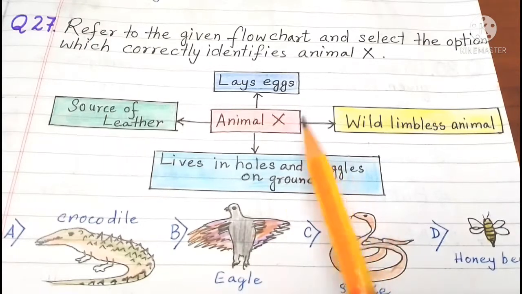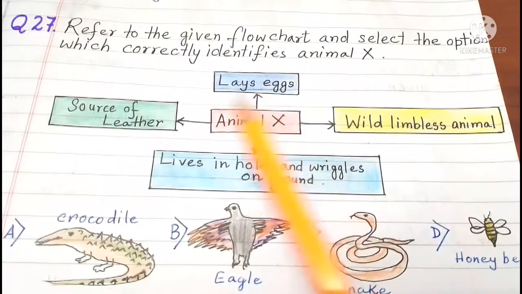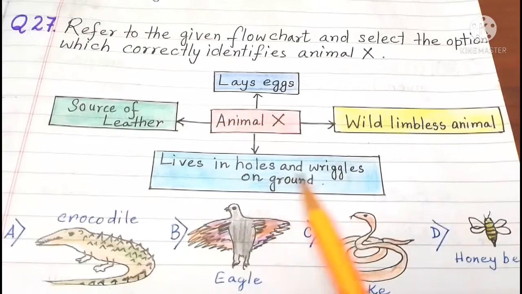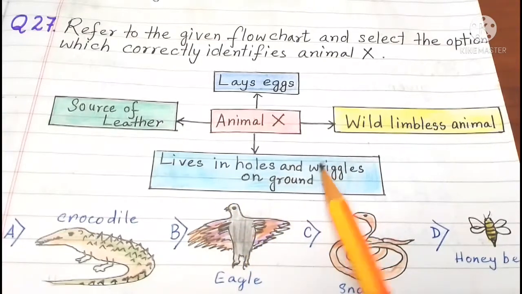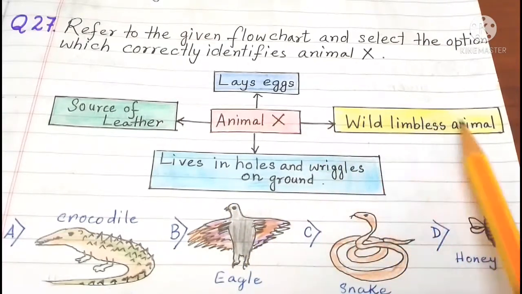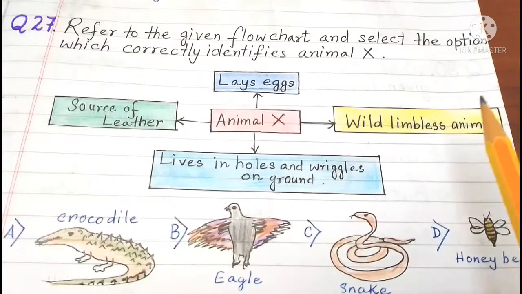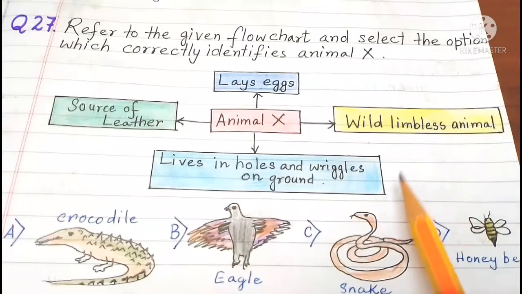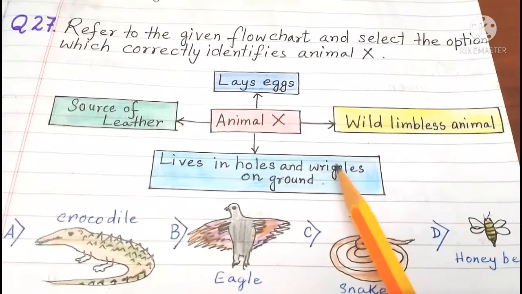So let's verify. Snakes lay eggs. Snakes live in holes and wriggles on ground. That is also correct. They are wild and limbless animal. Okay, snakes are wild and limbless also. Limbless means they do not have any hands or legs. Okay, that is why it wriggles.